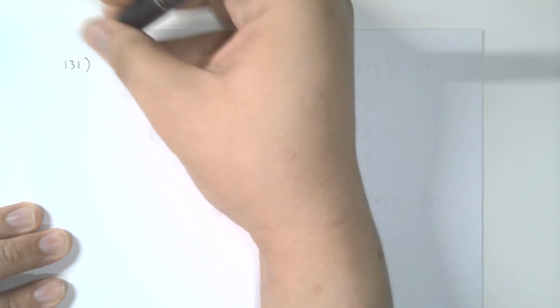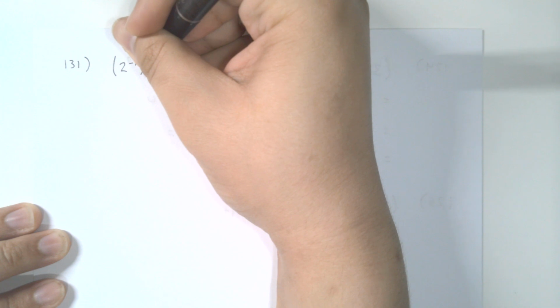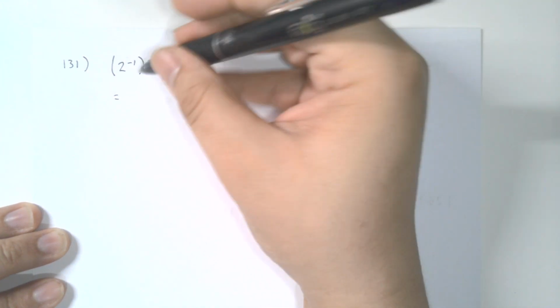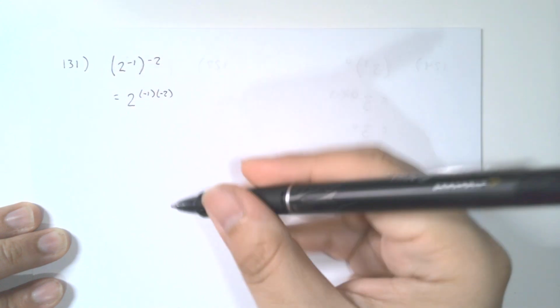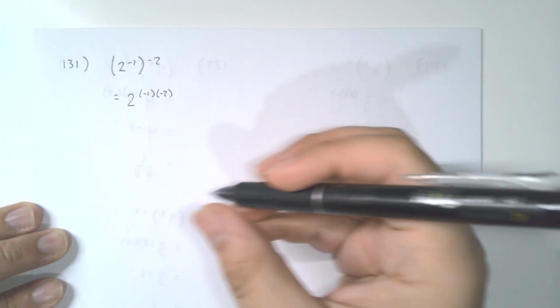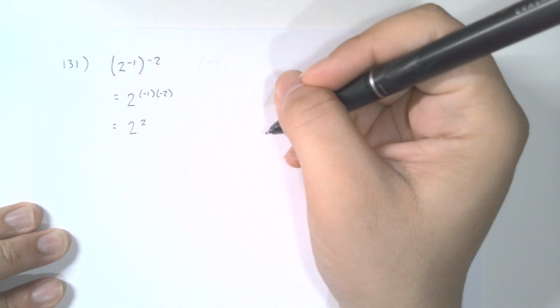So for number 131, we have 2 to the negative 1st to the negative 2nd power. This is equal to 2 to the negative 1st times negative 2nd power. Negative 1 times negative 2 is positive 2, so we have 2 squared.